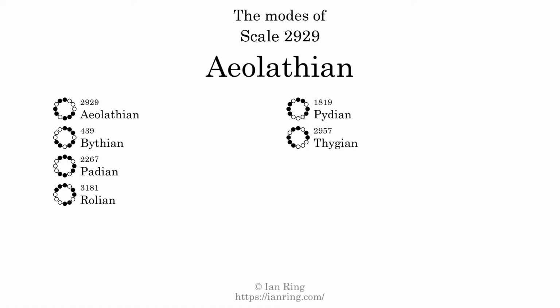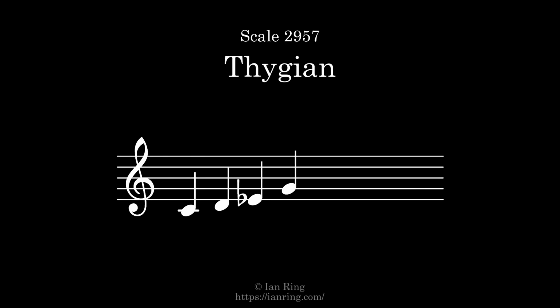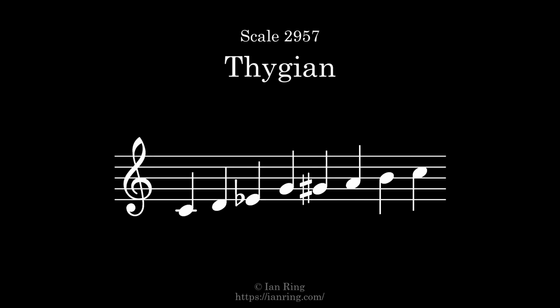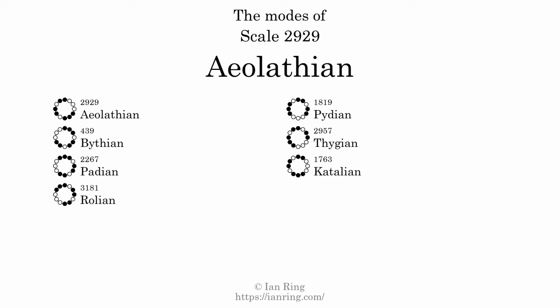The sixth mode is scale 2957, also known as Stygian. It sounds like this. The seventh and last mode is scale 1763, also known as Catalian. It sounds like this.